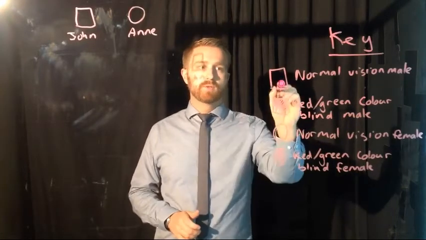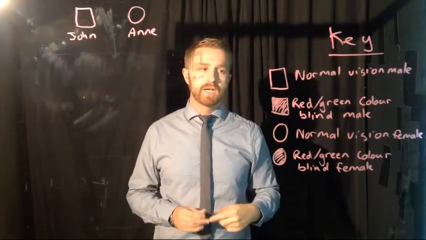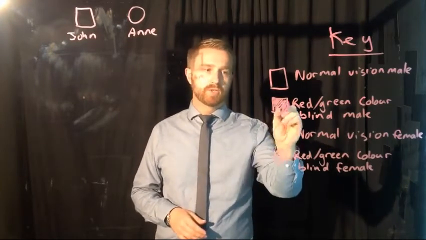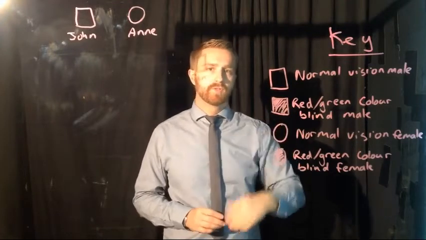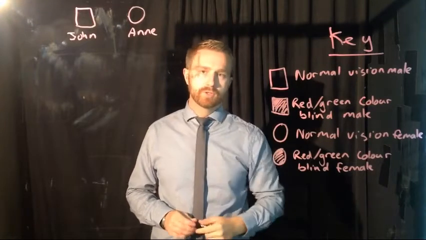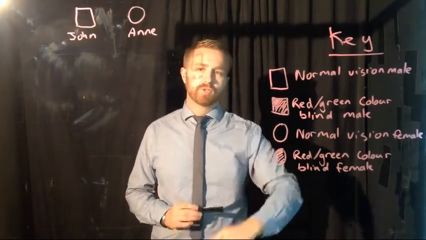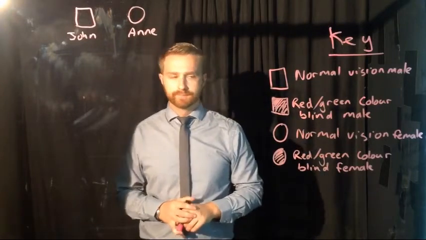So a male is always done by a square if they have no shading. If a male has a particular trait or condition we're tracing through the pedigree, we shade that in. In this case, in this question, it would be red-green colour blindness. And females are always circles, and the same deal goes if the circle is shaded in. That means that female has that particular condition.